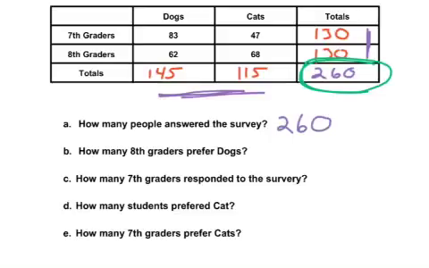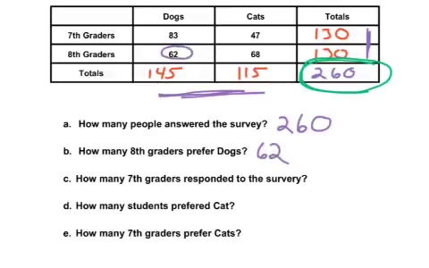So let's take a look at part B. It says how many 8th graders prefer dogs. So go ahead and look up there. Again, you're just grabbing information from the table. And Victoria, how many 8th graders prefer dogs? 62. 62 would be correct. You can see that right here inside the table. So we'll put 62 down here.